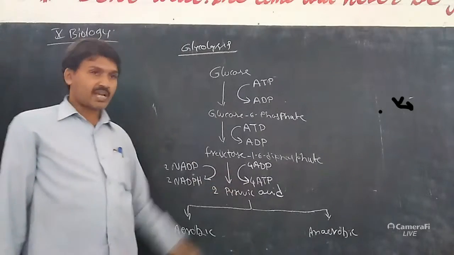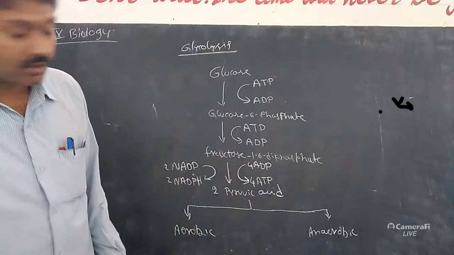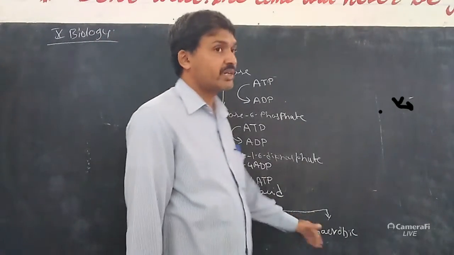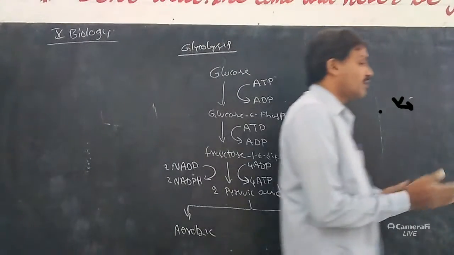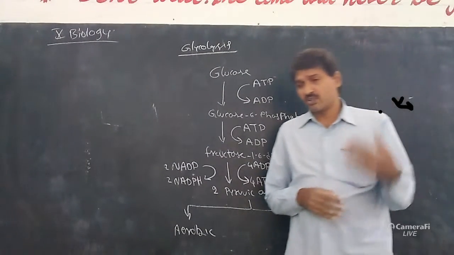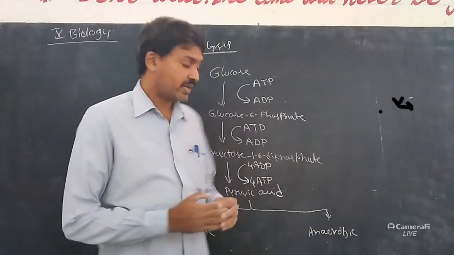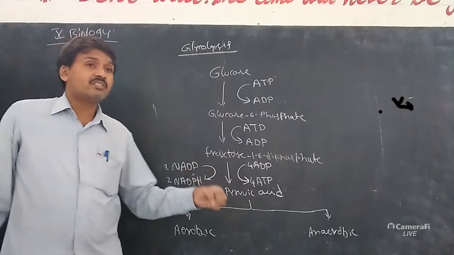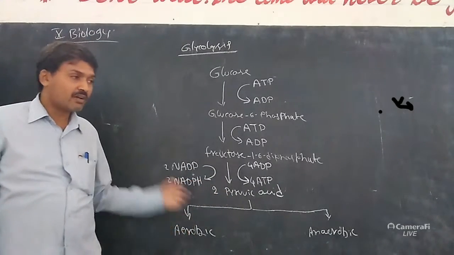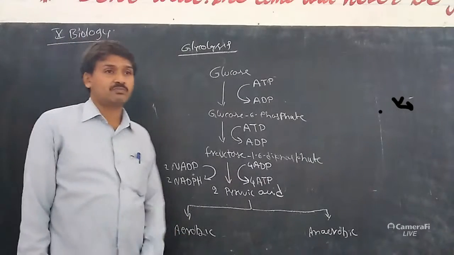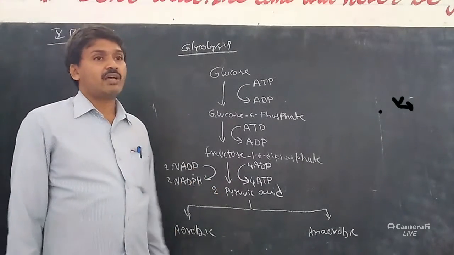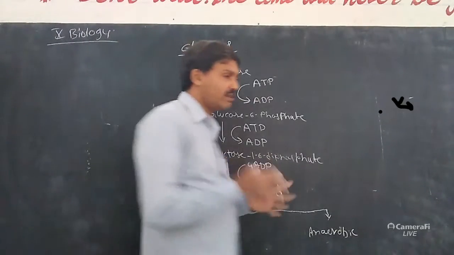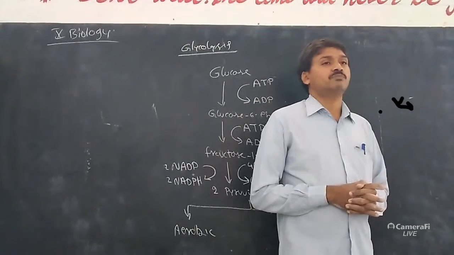Okay, pyruvic acid produced in glycolysis, according to the situation, either enters into aerobic respiration or anaerobic respiration. What is aerobic respiration and what is anaerobic respiration? If this pyruvic acid gets oxygen, then further oxidation runs with the help of oxygen. Then we call that process aerobic respiration, meaning glucose oxidation takes place in presence of oxygen.